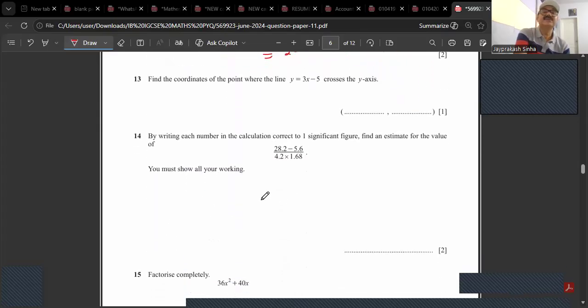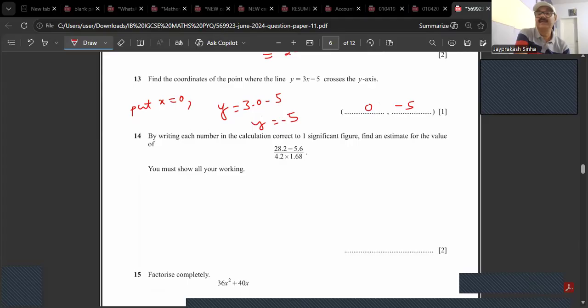Now, next question. Find the coordinates of the point where the line y is equal to 3x minus 5 crosses the y-axis. Crosses the y-axis means what? Means on the y-axis, the value of the x coordinate is equal to 0. So put x equal to 0 in this equation. So y is equal to 3 into 0 minus 5. This will give y is equal to minus 5. So x coordinate is 0 and y coordinate is minus 5. That's all.